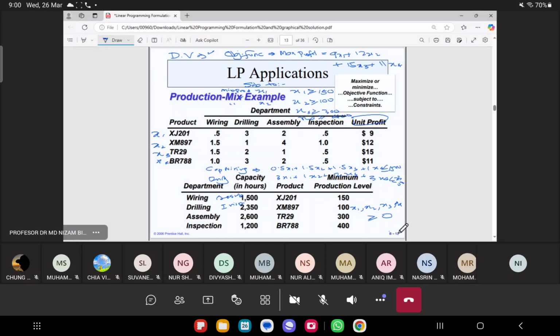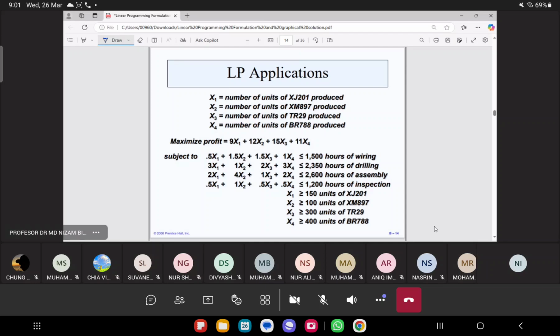Right. So basically, these are the solutions. This is the whole thing. This is the decision variables, this is the objective function, and this is the constraint. And one thing that is written in here: x1, x2, x3, x4 must be greater than or equal to 0.